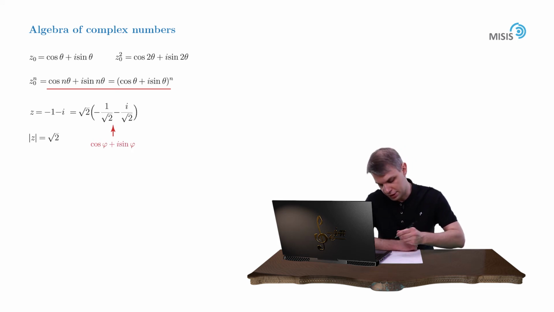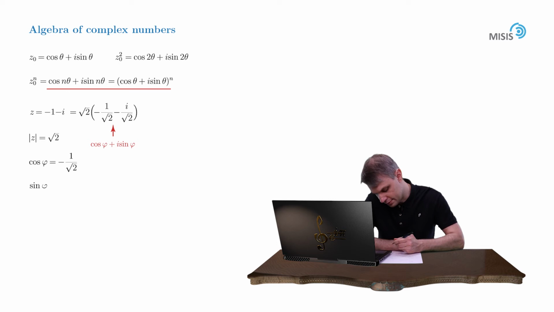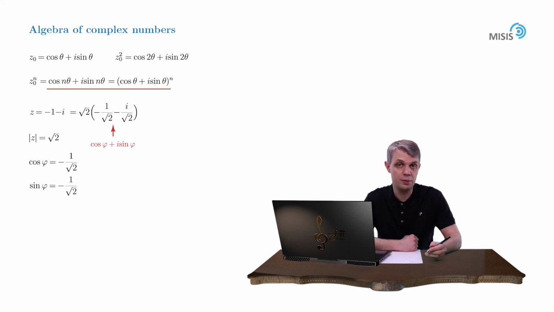So now we have two equations. Cosine phi equals minus 1 over square root of 2, while sine phi equals, again, minus 1 over square root of 2. And now we need to solve this trigonometric system. But of course, as we mentioned earlier, phi angle is defined modulo 2 pi. So whenever we deal with arguments, we will always try to specify a particular domain in which this argument is defined. It may be from 0 to 2 pi, or from negative pi to pi. It all depends on a particular problem. So don't get confused by it.